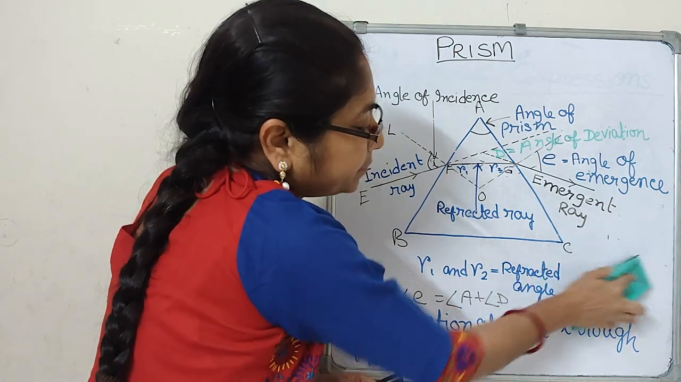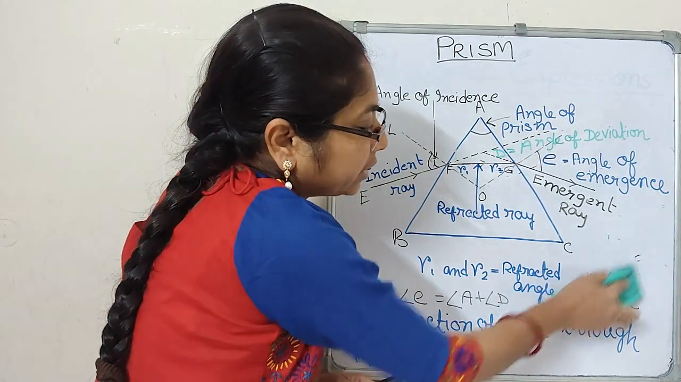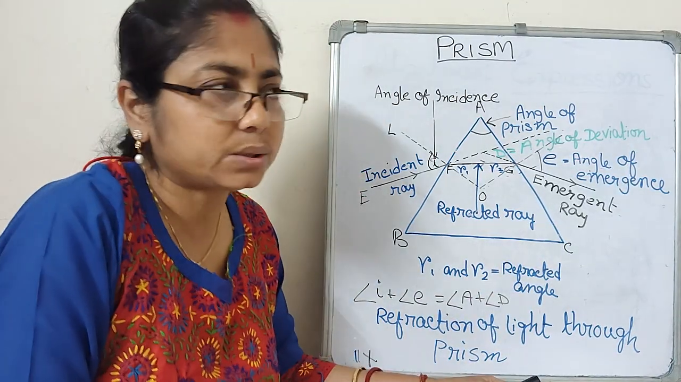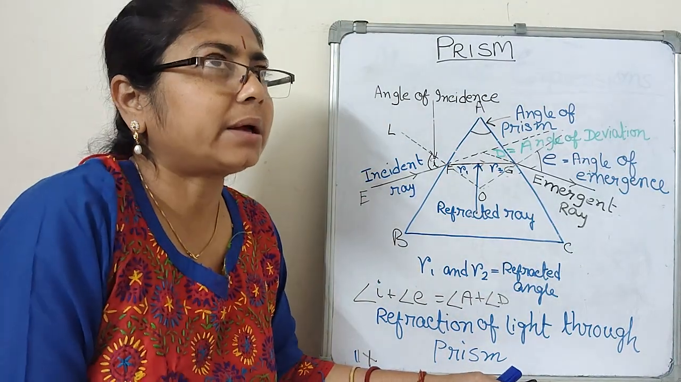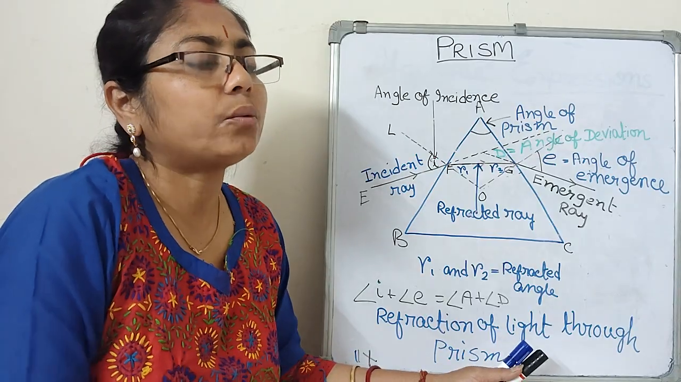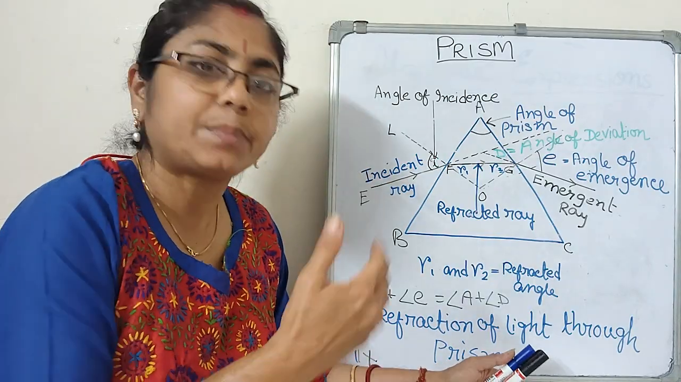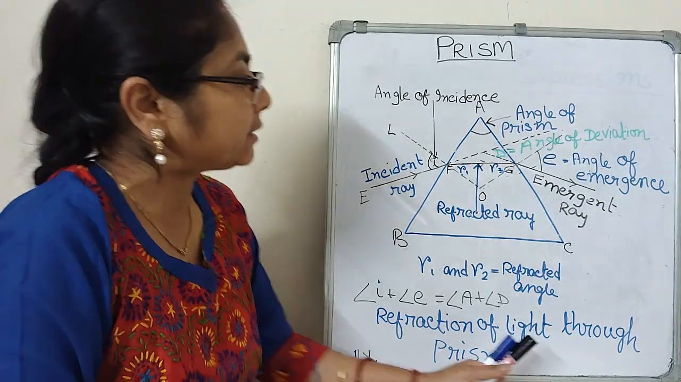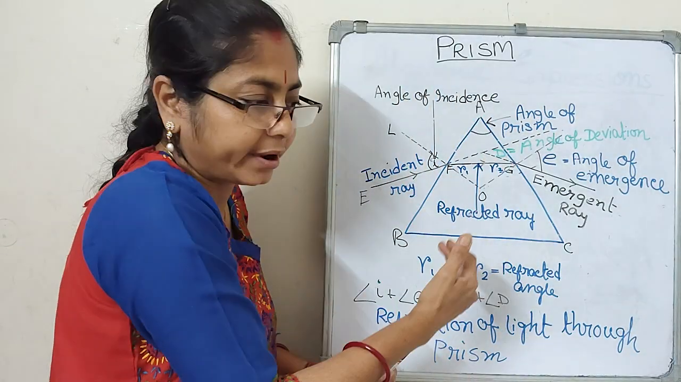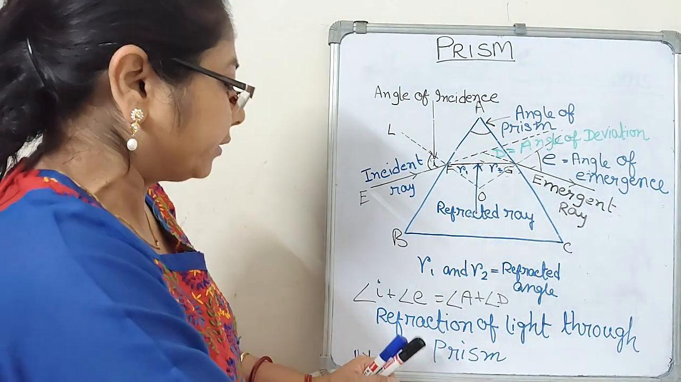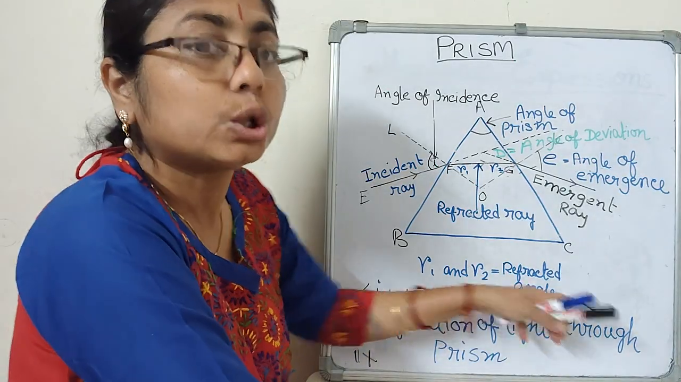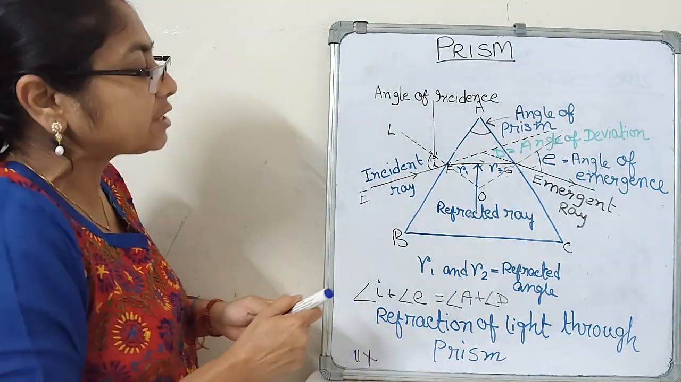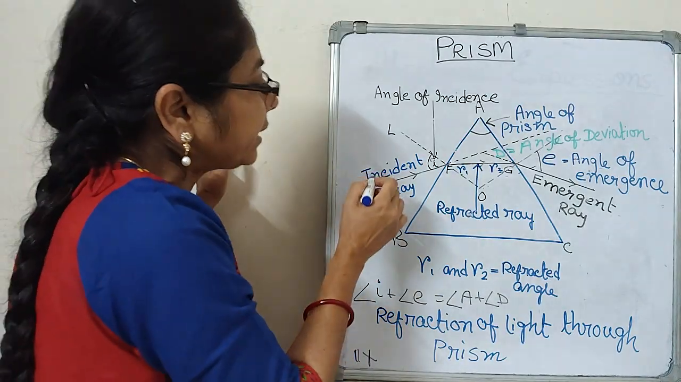What is the use of the prism? Generally, we use the prism in binoculars, in the periscope, or in the experiment where white light is split. We use the prism in this way. And now I tell the different types of rays and how the refraction of light through a prism happens. I explain it. Please focus everybody.